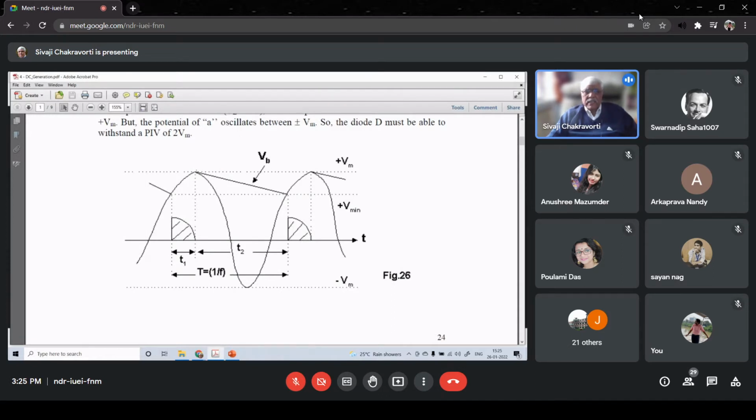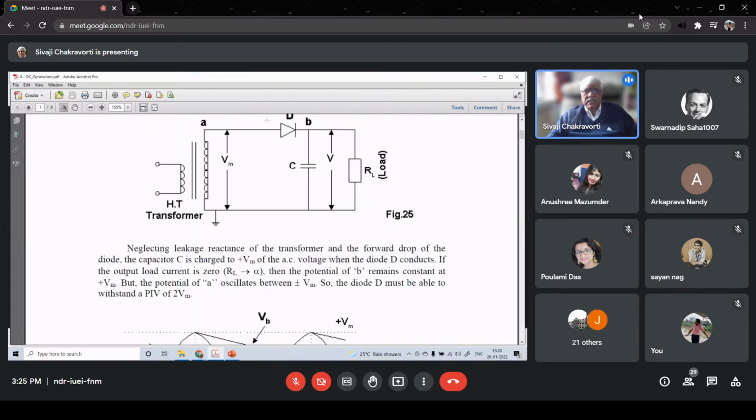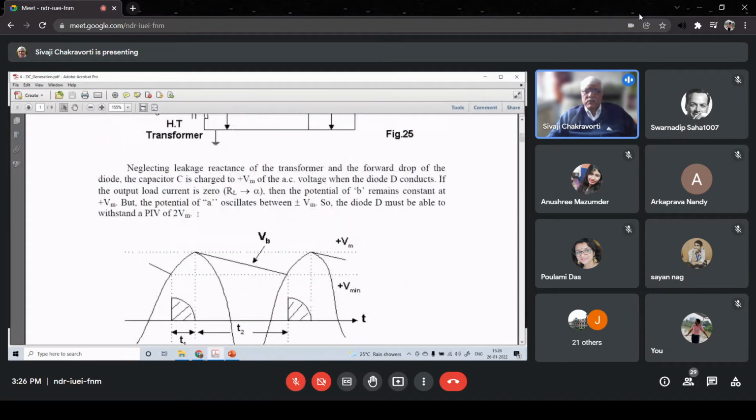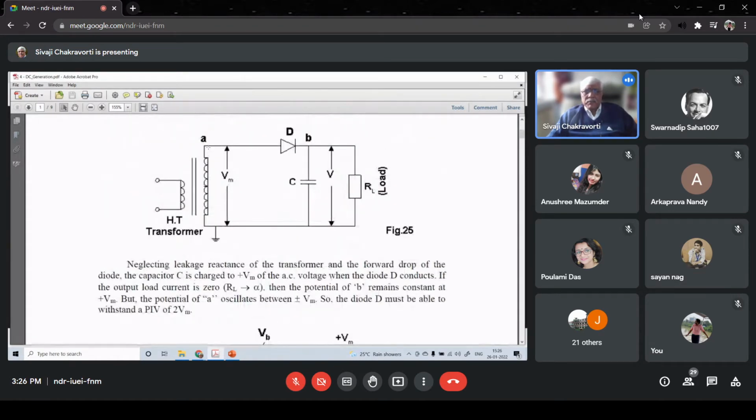And you know when the charging is complete, the current will be 0. Current means which current? The charging current. So that happens at 90 degree. After that, what happens? After the positive peak, the potential of A goes down because it is AC, whereas the potential of terminal B remains at plus Vm.